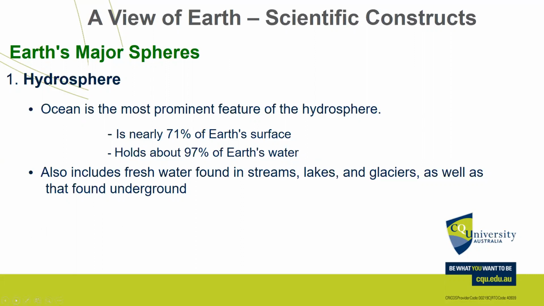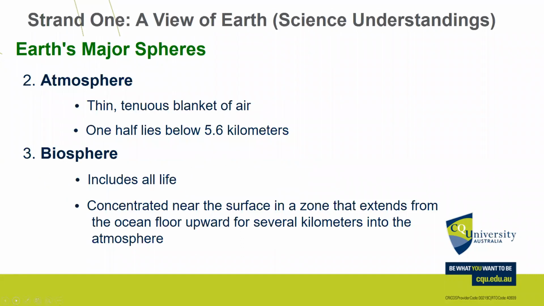And of course, this brings in the melting and the rising water, which we talk about this week in our online ebook. We can talk about, there are 4 dimensions as we talked about. Atmosphere, it's a thin, tenuous blanket of air. One half lies below 5.6 kilometres and the other half extends beyond that. So these are the facts of what we understand the atmosphere to be.